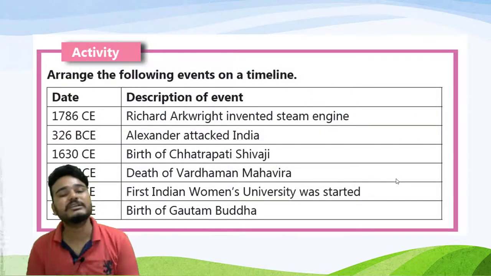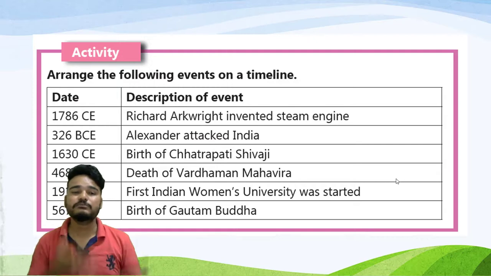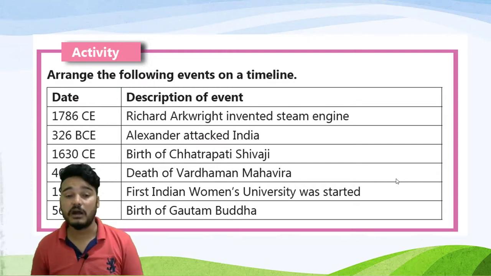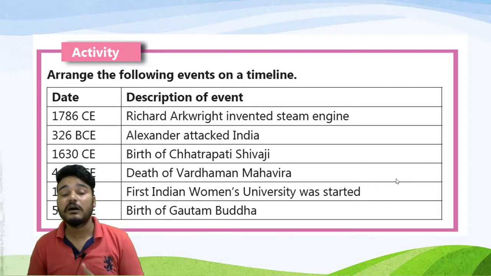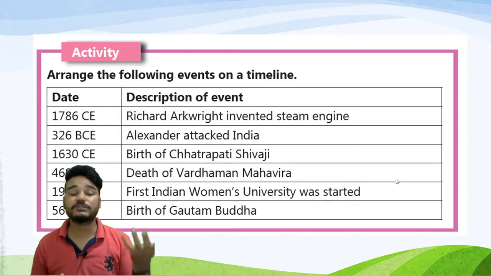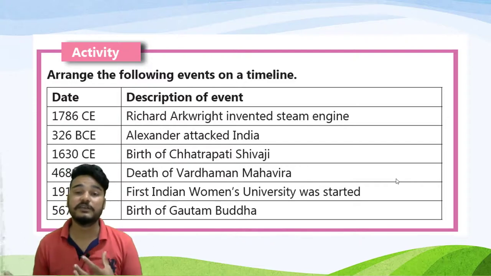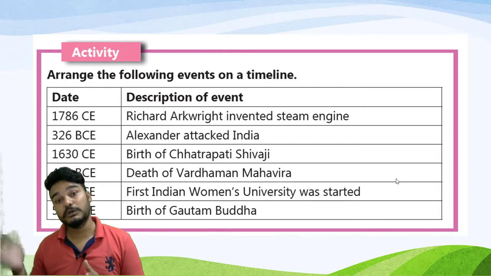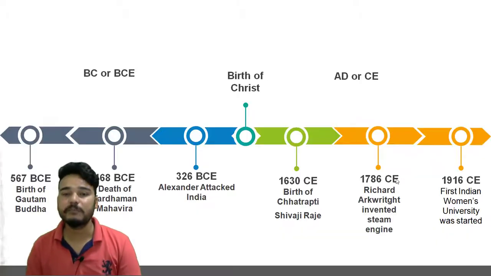Understood? Now one nice activity is given in our book. Arrange the following events on a timeline. Here you have to prepare a timeline, and some events are given, like in 1786 Richard Arkwright invented the steam engine. In 326 BC, before Christian era, Alexander attacked India. Or in 1630 CE, Common Era, birth of our Chhatrapati Shivaji Maharaj. Then 468 BC, death of Vardhaman Mahavira, the founder of Jainism. Then in 1916 CE, the first Indian women's university was started, 1916 years after the birth of Jesus Christ. In 567 BC, birth of Gautam Buddha took place. So we have to arrange them on a timeline.